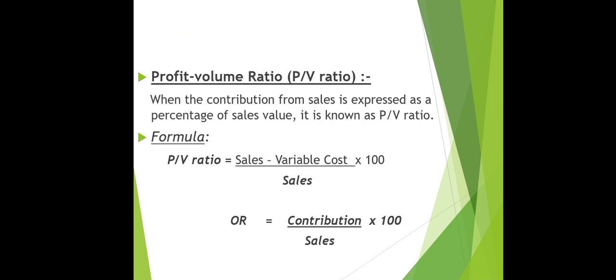The second terminology is profit volume ratio, in short, PV ratio. What is PV ratio? When the contribution from sales is expressed as a percentage of sales value, it is known as PV ratio. The PV ratio is calculated from the formula contribution divided by sales into 100. We see contribution is equal to sales minus variable cost. So, the other formula for PV ratio is sales minus variable cost divided by sales into 100.